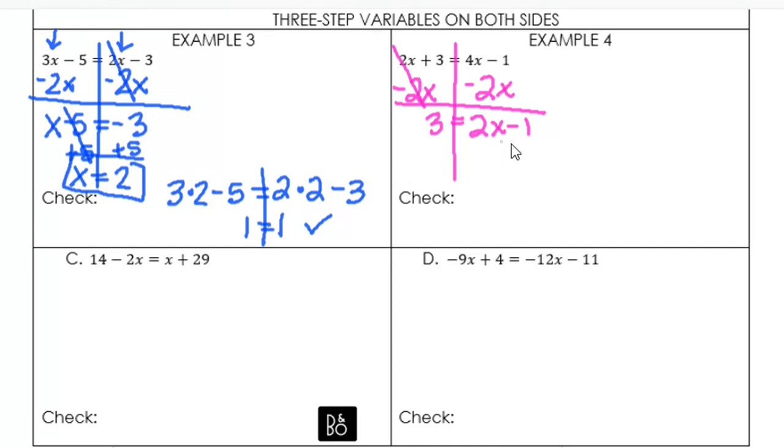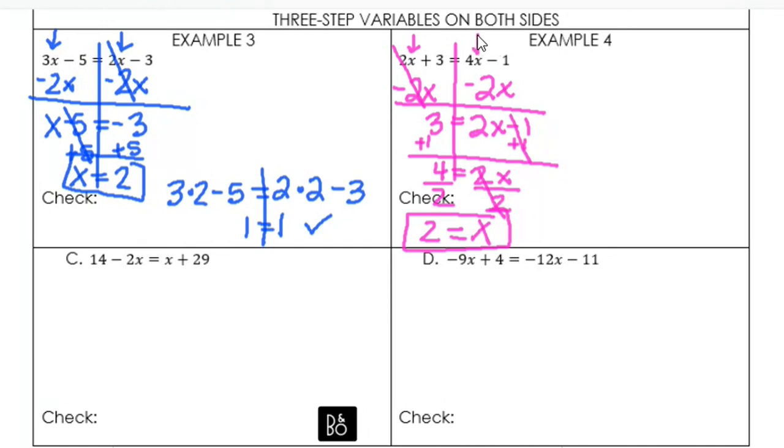All right. The next step is to look at your foldable. It says, do we have constants on both sides? Yes, we do. Move the one on the side with the variable. So we're going to move this minus 1 by adding 1. And we're going to add 1. So we get 4 equals 2x. The negative 1 and positive 1 cancel, so we're just left with 2x. Last step, divide by 2 on both sides. And we're left with 4 divided by 2 is 2. So x equals 2.